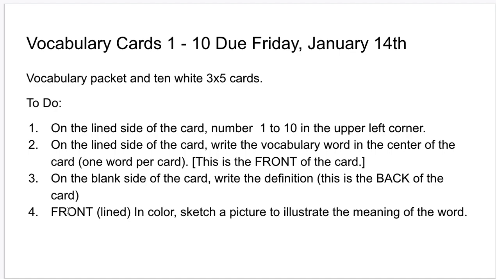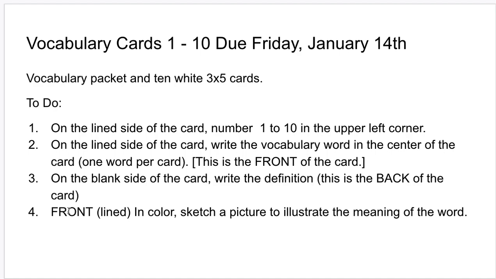Here is the success checklist. Are the cards completed on 3x5 cards? So it must be size 3x5. Are the 10 cards white? They can't be colored cards for this.